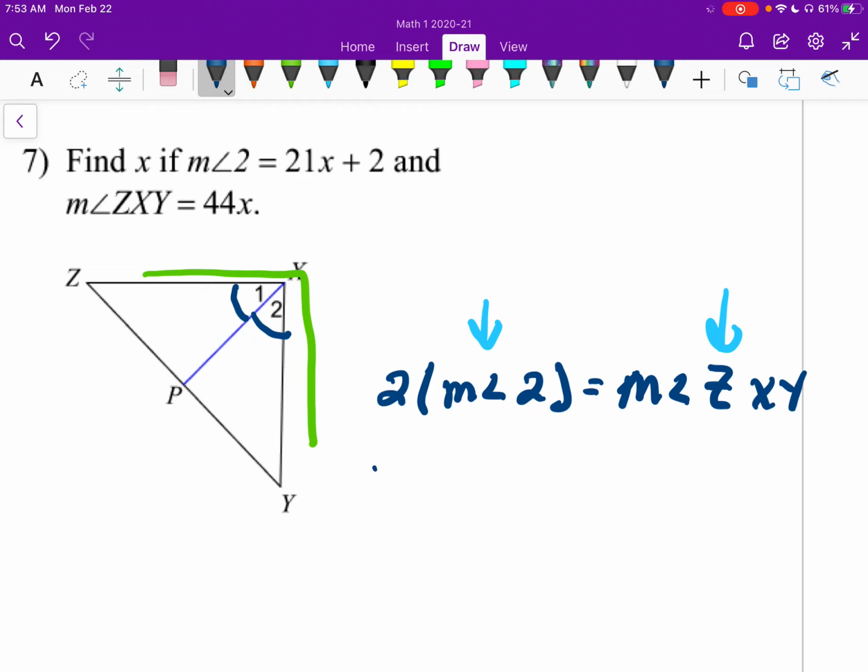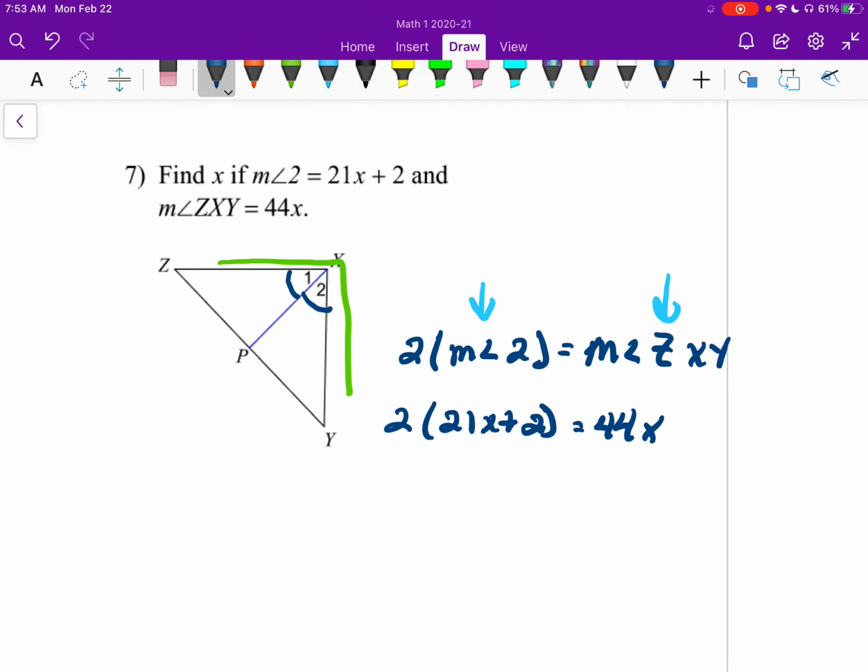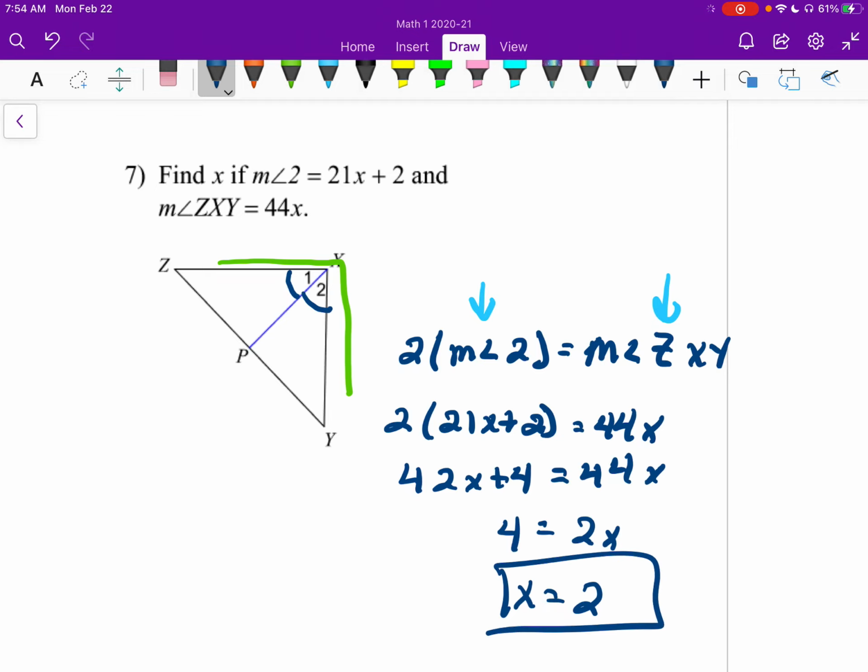So plugging in here, I'm going to have, well, 2 times 21x plus 2 is equal to 44x, right? All I did was I plugged in there. So this will be 42x plus 4 is equal to 44x. I'll subtract my 42x to the right. So this will be 4 equals 2x and x equals 2.